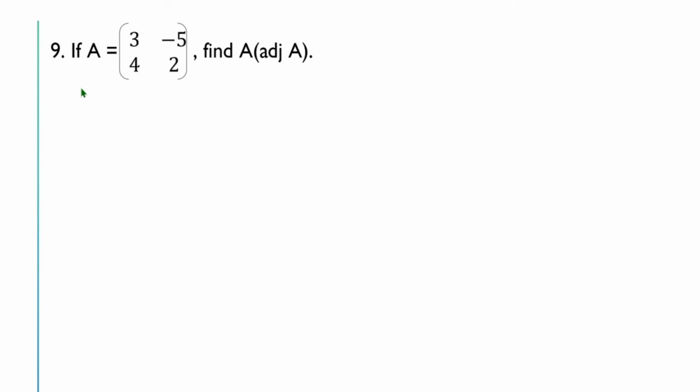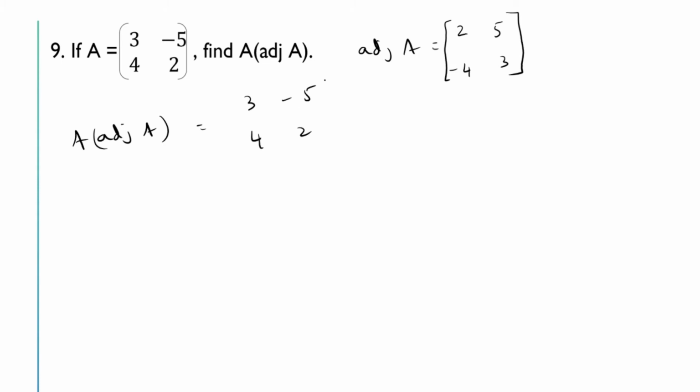Next question: if A is equal to [3, -5; 4, 2], find A into adjoint of A. We can find adjoint of A by interchanging the diagonal elements and changing the sign of the remaining elements. So adjoint of A is [2, 5; -4, 3]. Now A into adjoint of A is equal to [3, -5; 4, 2] into [2, 5; -4, 3].